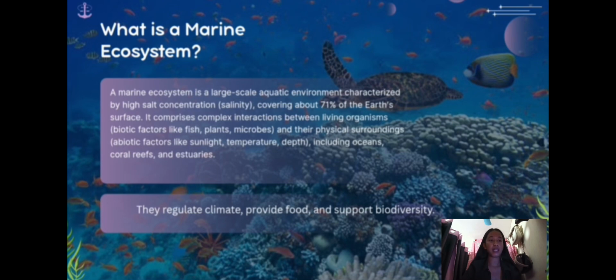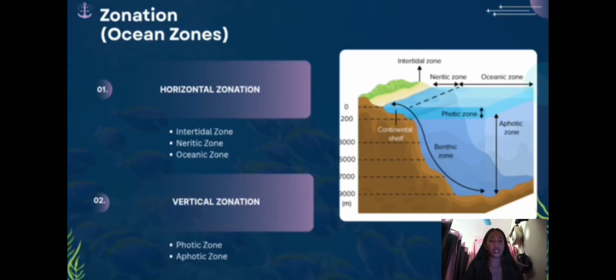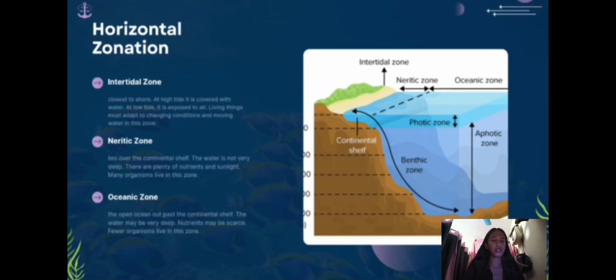It is made up of living organisms like fish, plants, and microorganisms, and non-living factors like sunlight, temperature, and water depth. So marine ecosystems are divided into zones, which we call zonation. There are two types of zonation, the horizontal zonation and the vertical zonation. First is the horizontal zonation. In horizontal zonation, there are three zones: the intertidal zone, the neritic zone, and the oceanic zone.